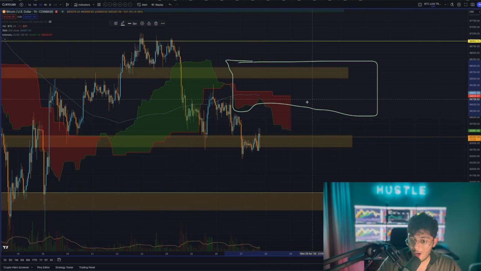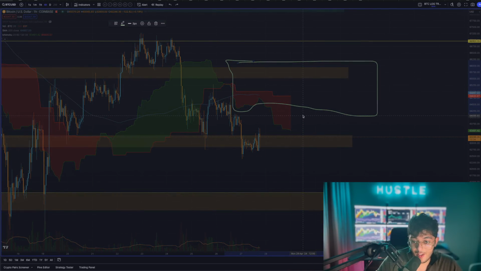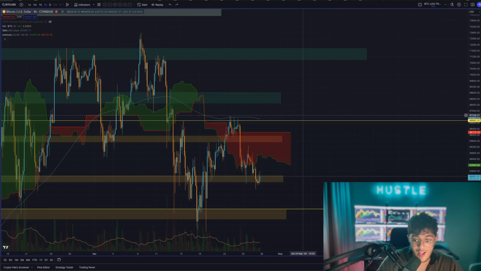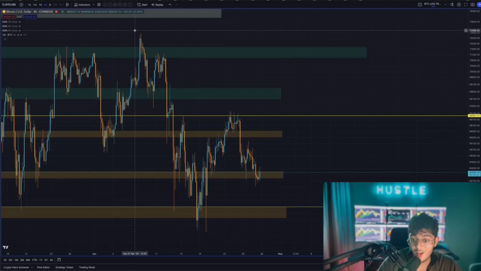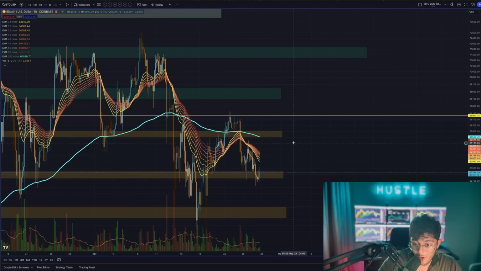Right there. The 4-hour Ichimoku cloud overlaps with the 1-hour cloud. It's confluence. What we're seeing is that across different time frames, the same indicator is telling you the same thing. You're even seeing different indicators telling you the same thing. Look at the 4-hour EMA ribbon. It's in the same place.